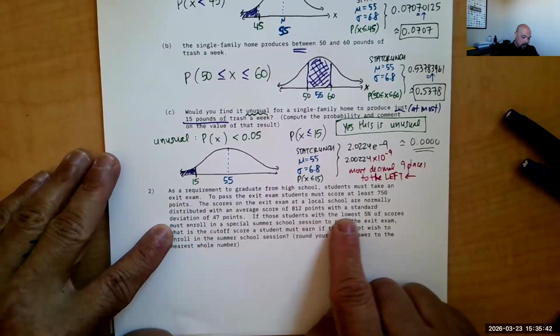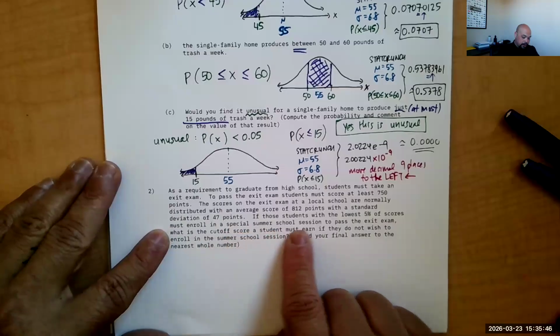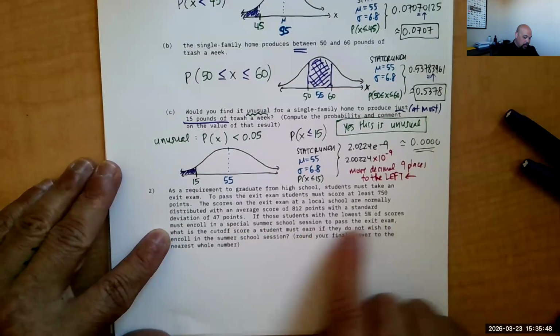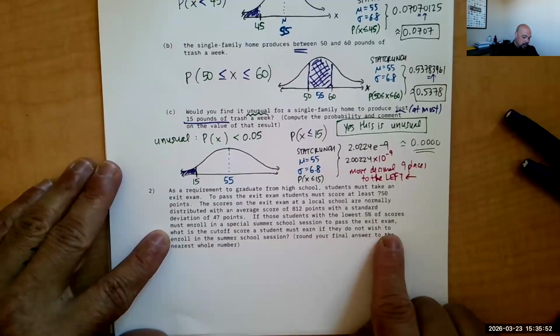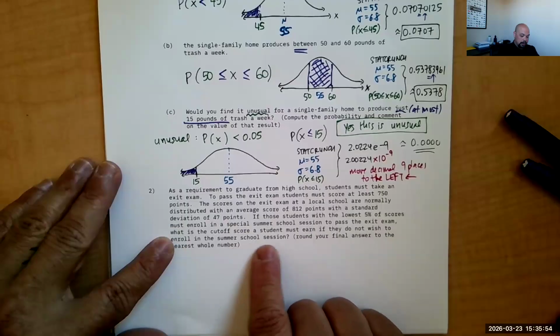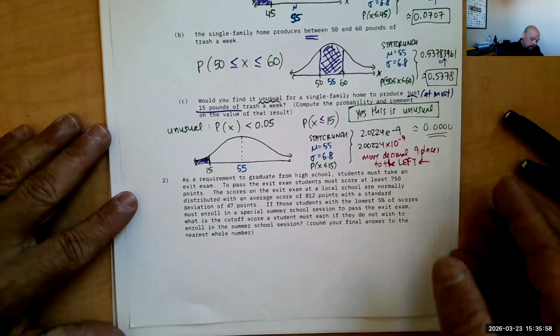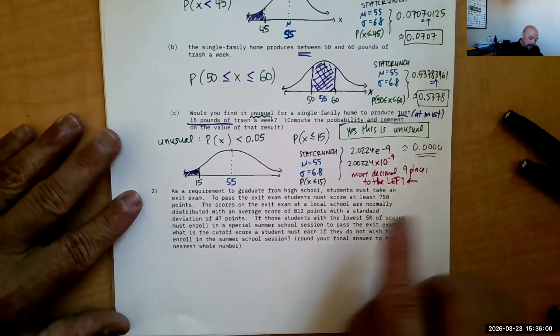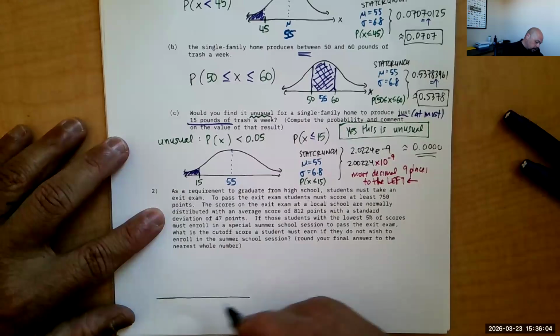If those students with the lowest 5% of scores must enroll in a special summer school session to pass the exit exam, what is the cutoff score a student must earn if they do not wish to enroll in a summer school session? Okay? And so in this case, looking at these exit exam scores that are normally distributed, we have this normal distribution curve.